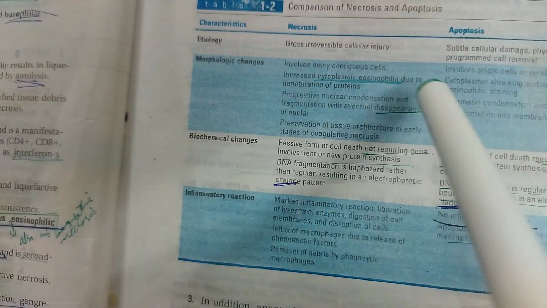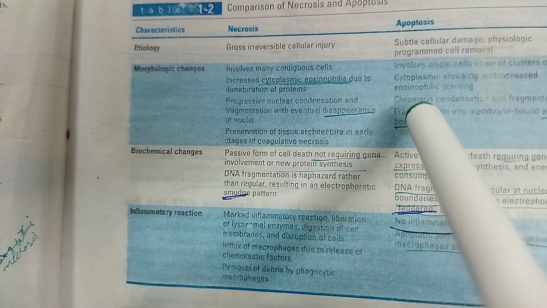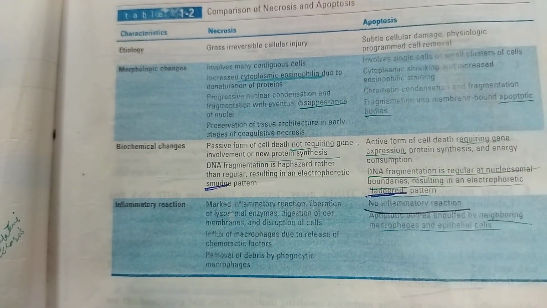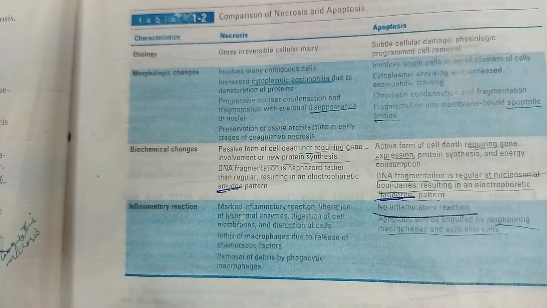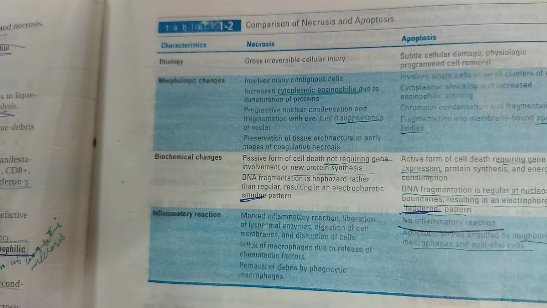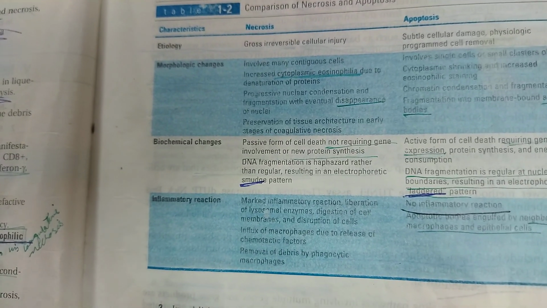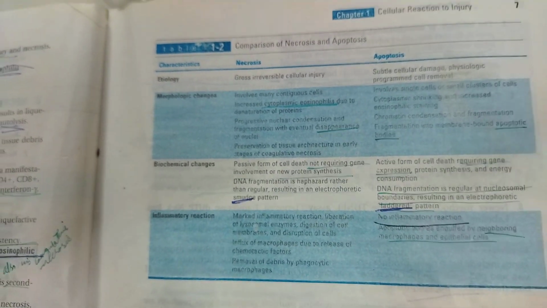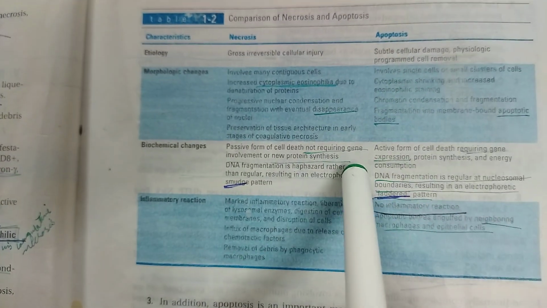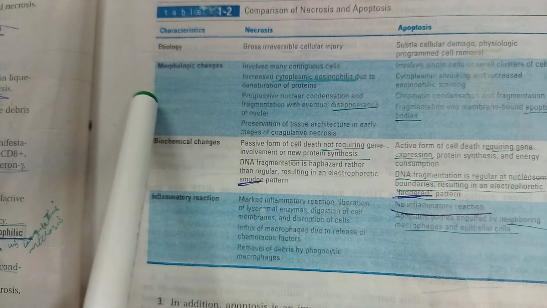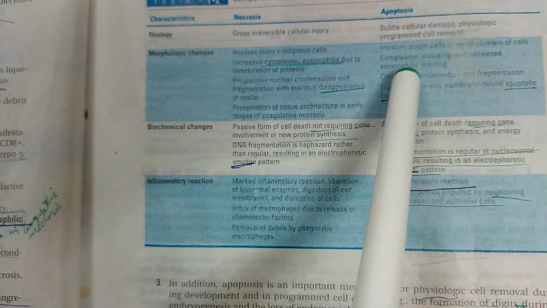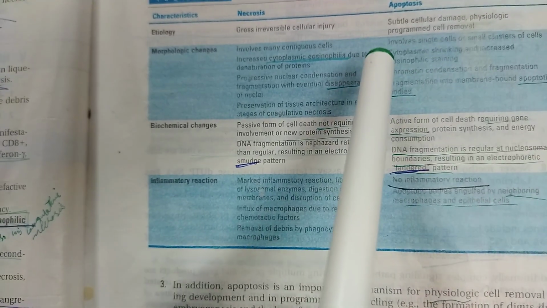And what are the morphologic changes in apoptosis? They involve single cells or small clusters of cells. Necrosis occurs on a macro level, and apoptosis occurs on a micro level, meaning on a lower level. There is not much damage in apoptosis, whereas in necrosis there is more damage. Morphologic changes of apoptosis involve single cells or small clusters of cells.